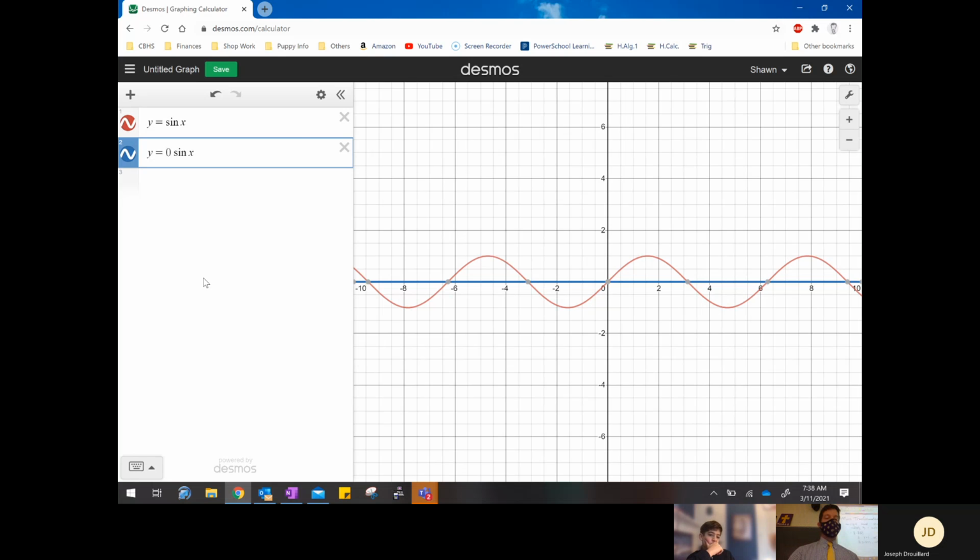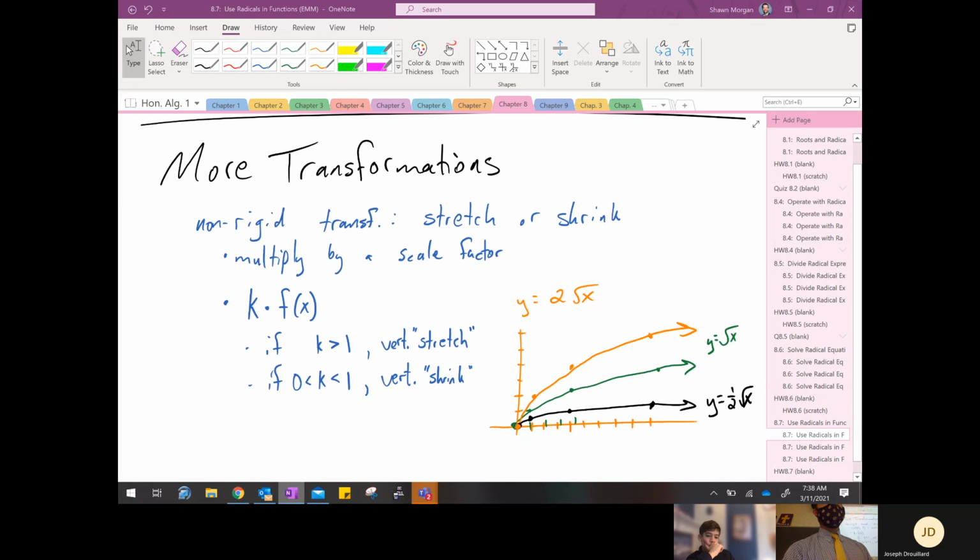If you go back to the notes and you look at those parameters, that's why we were focusing in on the fact that k greater than 1 is a vertical stretch. K between 0 and 1 is a vertical shrink. And then, okay, well, what happens if it equals 1, right? Well, there's no change at all. What happens if it equals 0? Okay, well, it's a flat line. It's nothing. It's just y equals 0.